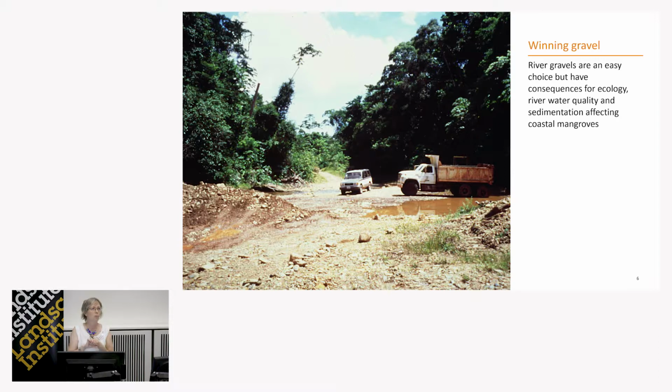There's a big problem with winning river gravels. You might lose the mangrove swamps directly. You may increase sedimentation. There's a very close relationship between the quality of the mangrove system and the coral reef on the coast. If you get rid of the mangrove swamps, then you can increase pollution to the coral reef, you can increase sedimentation. The coral could then die, then becomes weaker, and you then open up the coast to more erosion and loss of coastal habitat as well. So not a great idea.